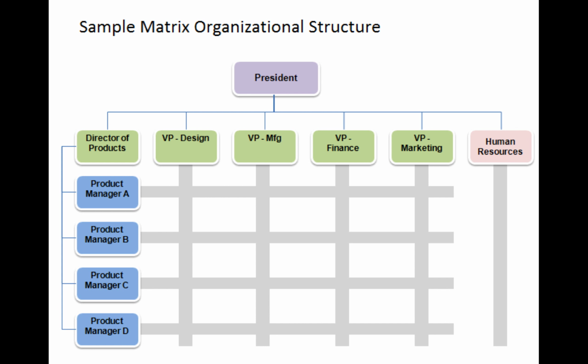Here you have an example of a more complex structure with different vice presidents, for example, a vice president of design, finance, marketing, etc. But in addition, you have project managers on the left side. So there's a lot of different delegations at work here. And in addition, you have human resources on the right side, which is in charge of managing the organizational structure.